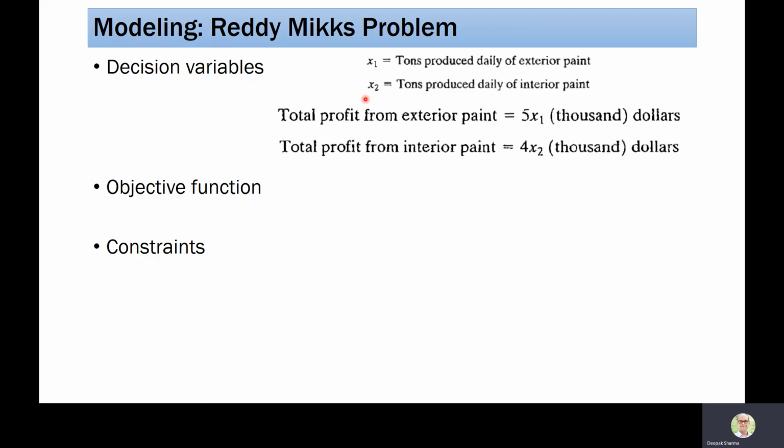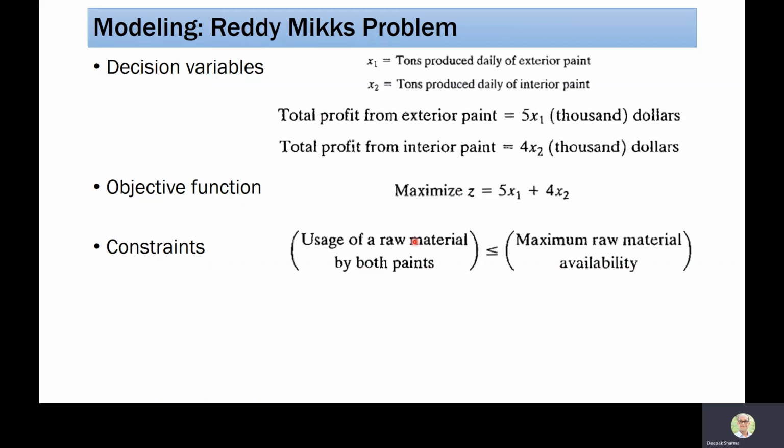Using x1 and x2, we can find how much profit the exterior paint can give and how much profit the interior paint can give. So we are just multiplying 5x1 and 4x2. This is in thousands of dollars. So our objective function will become maximize Z = 5x1 + 4x2. This is what we want to maximize, and then the constraints.